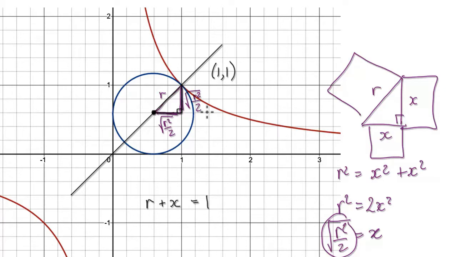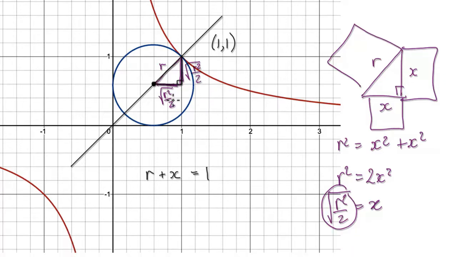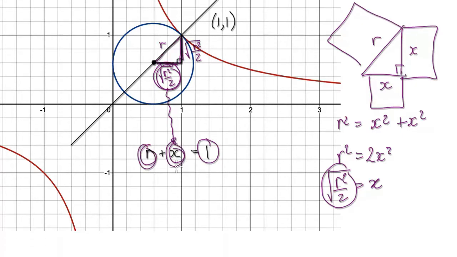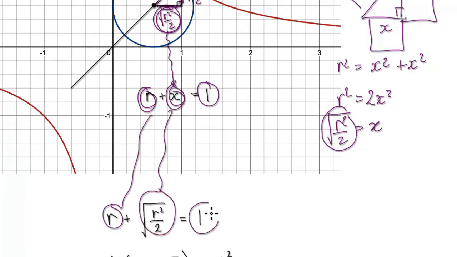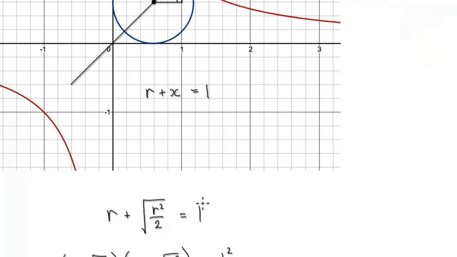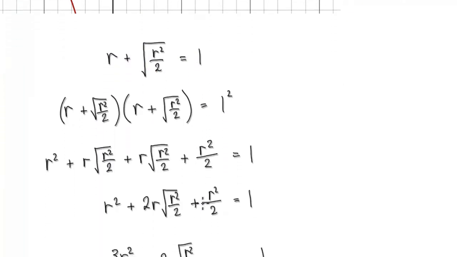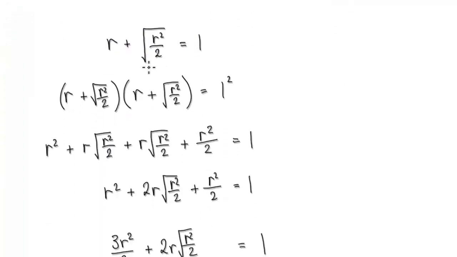So now we can go back and put this back into the x. So this thing plus this thing must add up to 1. Now it's just a matter of working out r. Use whichever method you want. For me, I'm going to square both sides.